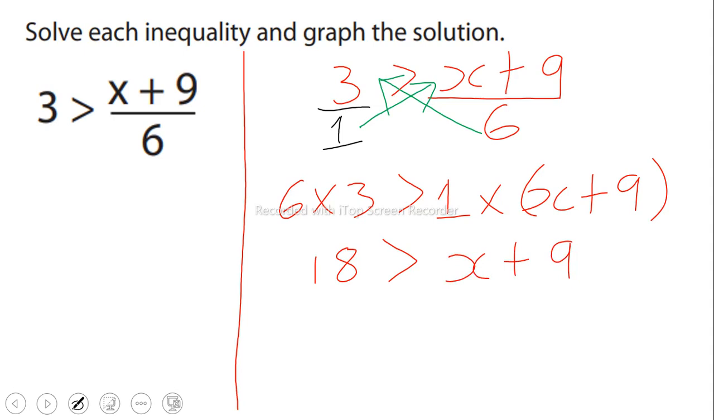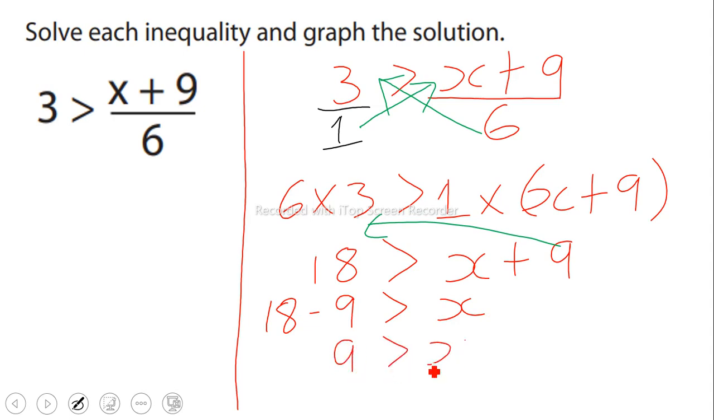Remember what we're trying to do: make sure that x is by itself and everything else is on the other side. So at this point, carry over the 9. When we carry over the 9, what does the positive 9 become? Negative. Negative 9. So 18 minus 9 is 9. So 9 is greater than x.